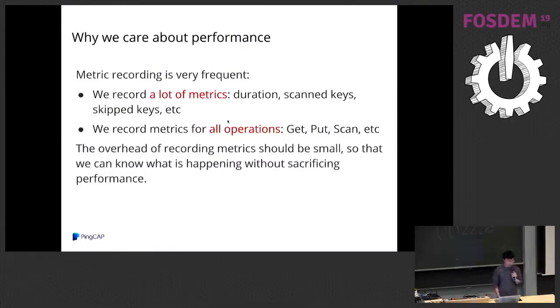So why do we care about performance? Because we record metrics very frequently. For example, we record a lot of metrics, such as duration, scanned keys, skipped keys, and so on. And we have hundreds of metrics recording every second. And also, we record metrics for all operations TiKV provides, for example, get, put, scan, and so on. So the overhead of the metrics should be very minimal so that we can know what is happening without sacrificing the performance.